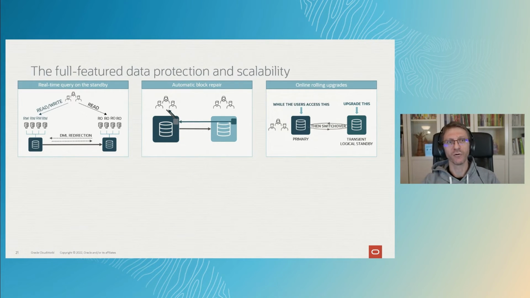Another feature that is really cool in Active Data Guard is the online rolling upgrades that customers use mainly for major upgrades, because major upgrades, for example from 12c to 19c, usually require several hours of downtime. Using the online rolling upgrades, or the DBMS_ROLLING package that is used underneath, you can take your physical standby database and convert it to a transient logical standby database and upgrade the logical standby while the users still access the primary database.